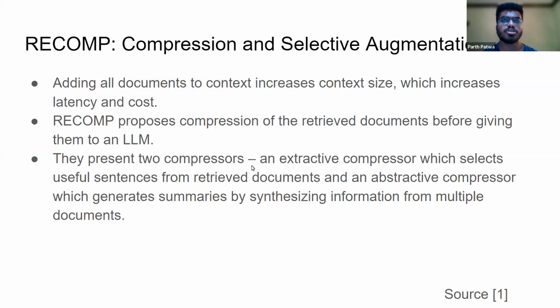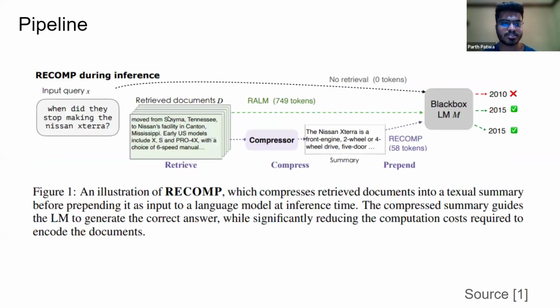Now I'll go to some advancements in RAG. So one is RECOMP, a paper where they are compressing the retrieved documents, because if you're adding all the documents, then the context increases, which increases the cost. So what RECOMP proposes is that all the context documents we take pass through another LLM and compress them to get a summary. And this summary is given to the LLM. So they experiment with two compressors, extractive and abstractive. So this is how the pipeline looks.